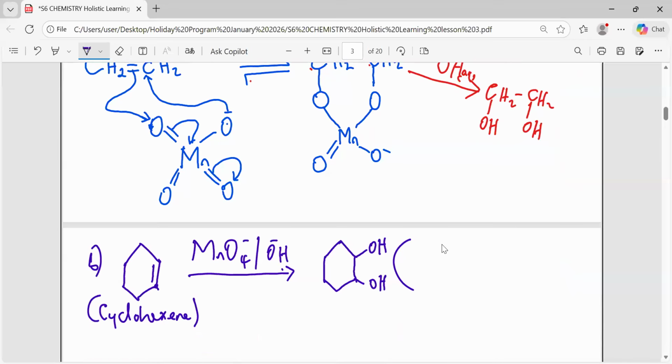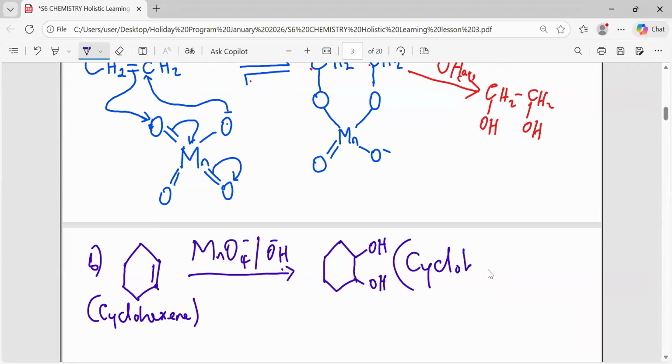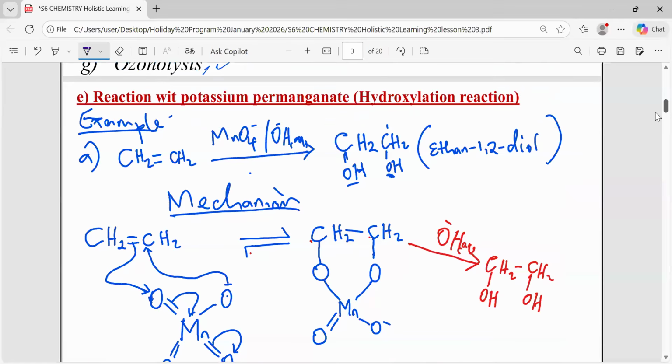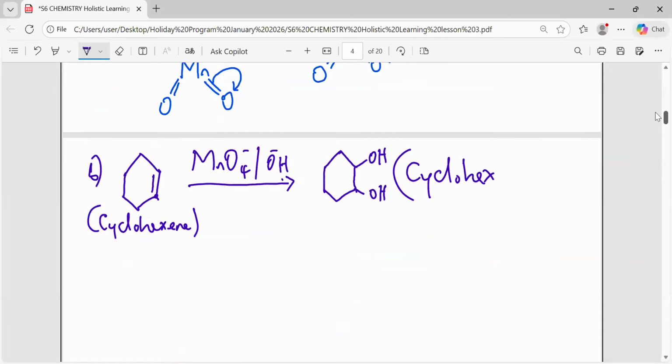Good afternoon, everybody. The name of the compound is cyclohex-1,2-diol. You see, ethane, so which means we are going to say hexane. Hexane-1,2-diol. Very good. Thank you.